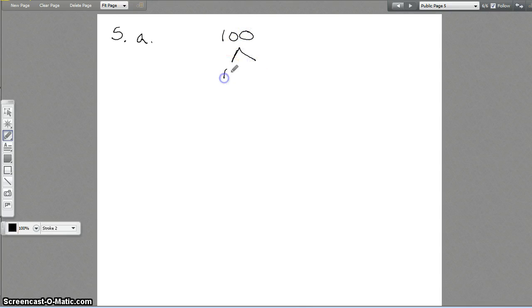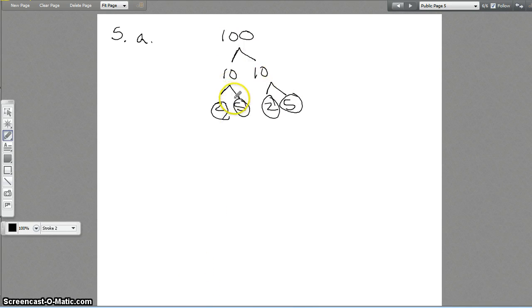100, everybody usually sees this and immediately thinks of 10 times 10. Well, 10 breaks down into 2 times 5, and the other 10 will break down into 2 times 5. I like to circle once I get to my prime factors because then I know I can't break those down any further.